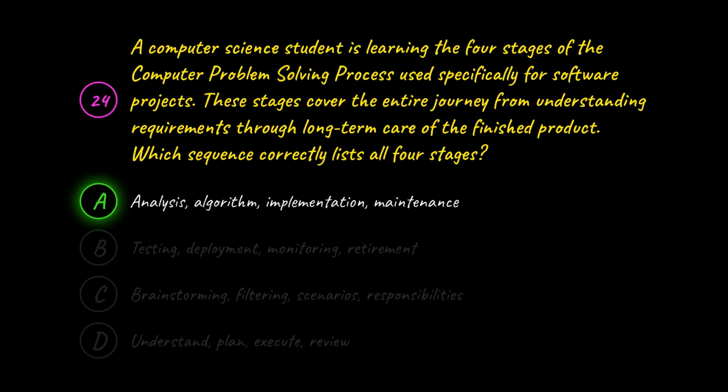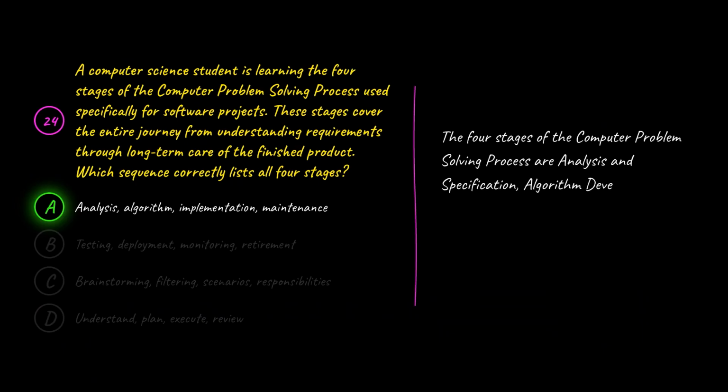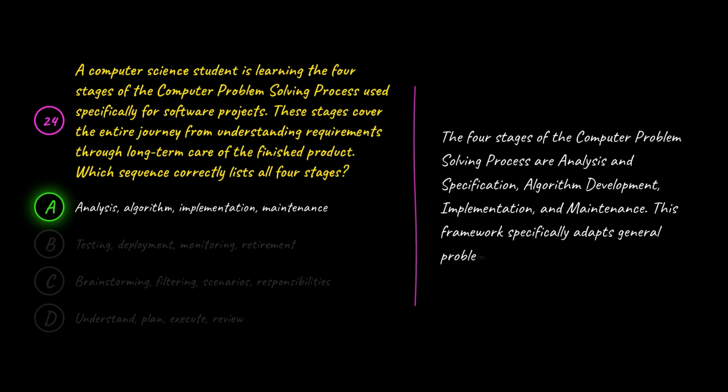The correct answer is A. Analysis, algorithm, implementation, maintenance. A is correct because the 4 stages of the computer problem-solving process are analysis and specification, algorithm development, implementation, and maintenance. This framework specifically adapts general problem-solving to the needs of software projects and systems.